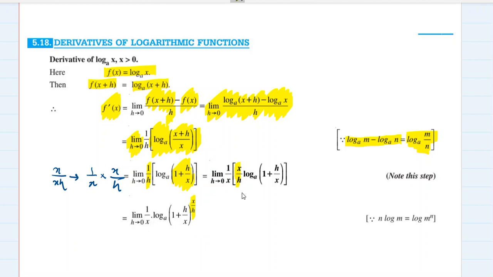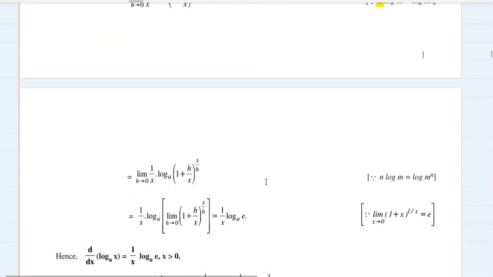Now we open the bracket. So limit of 1 by x multiplied by log of 1 plus h by x raised to x by h to the base a. This is what we get. That number goes into the power. Don't get confused, this is confusing, I know.